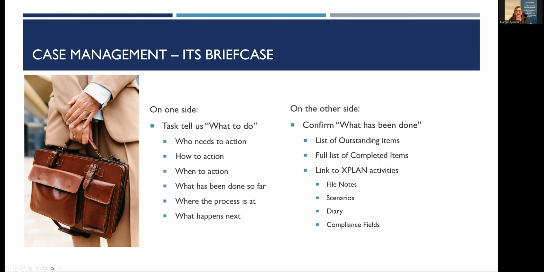On the other side of your briefcase is your evidence. It confirms what has been done. It contains a list of outstanding Xplan activity items, a list of completed Xplan activity items, and the types of Xplan activities that you can link to are things like file notes, scenarios like risk research, a wealth solver, and your advice production, diary events, compliance fields like FSG and a fee for service. So it creates this sort of connection between the what to do and evidence-based what has been done.